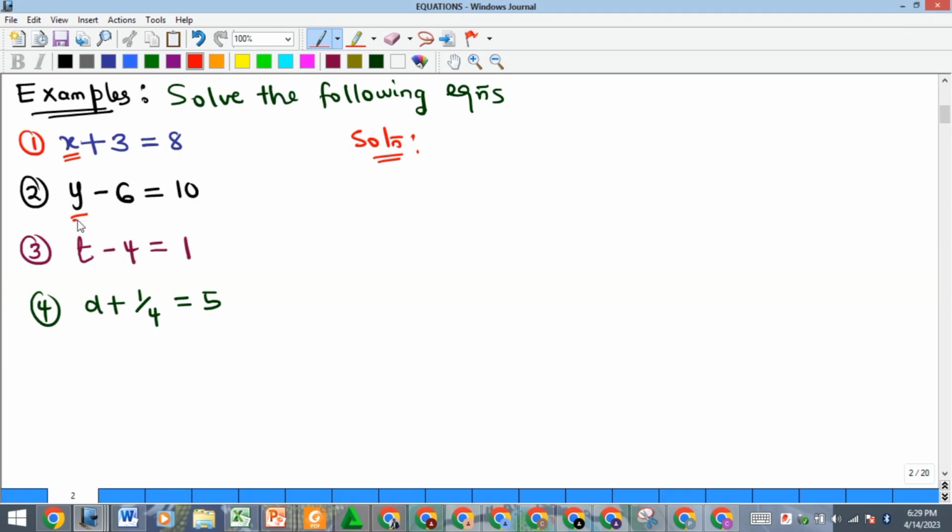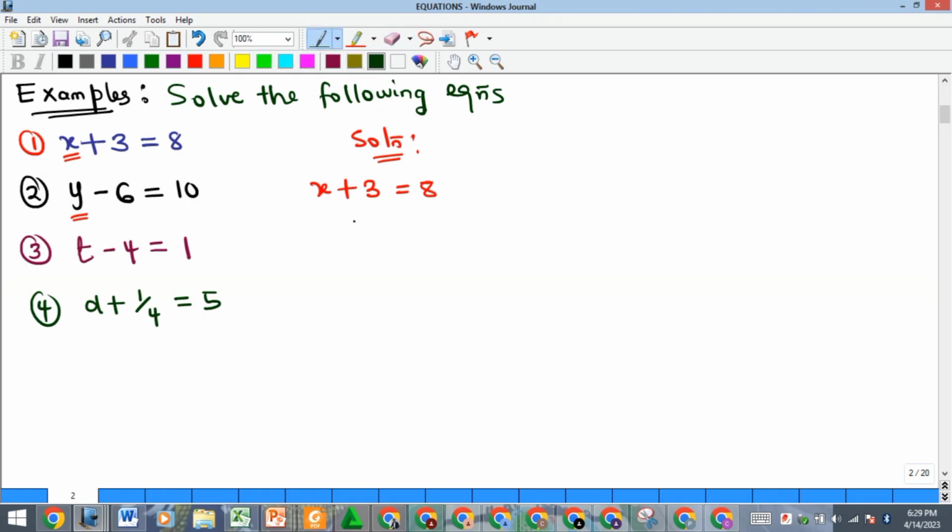In number 2, they are asking what will you subtract 6 from to get 10. And in number 3, they are asking what will you subtract 4 from to get 1, and all of that. So for instance, you know that if I add 3 to 5, I am going to get 8. That is to say that my x should actually be equal to 5. And so how do you get that 5? That's exactly what I was doing in the previous slide.